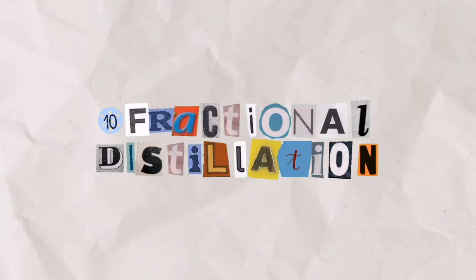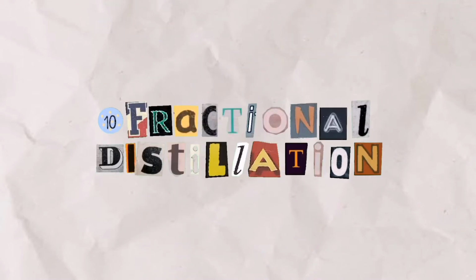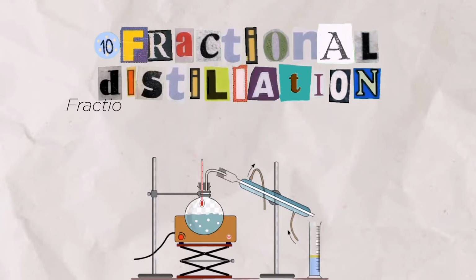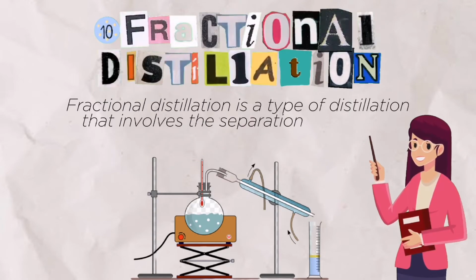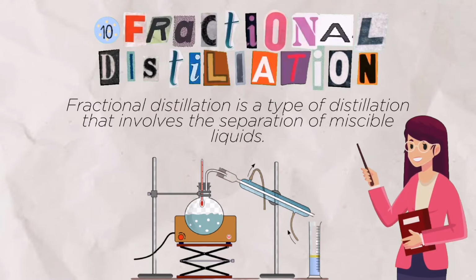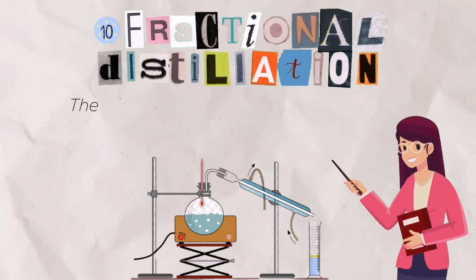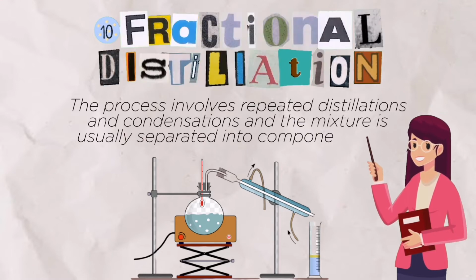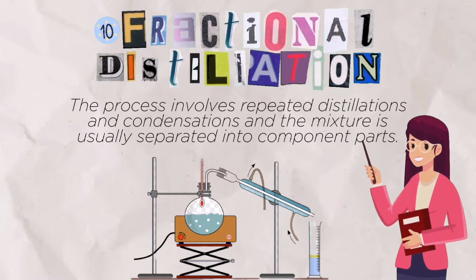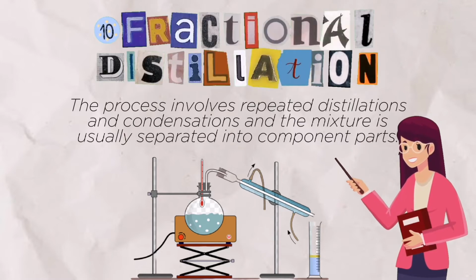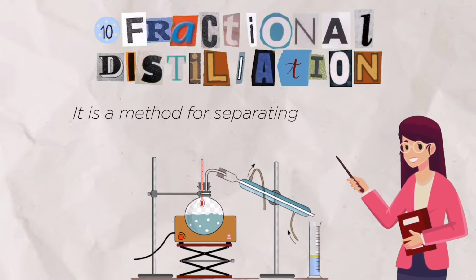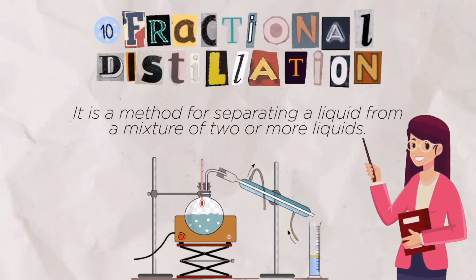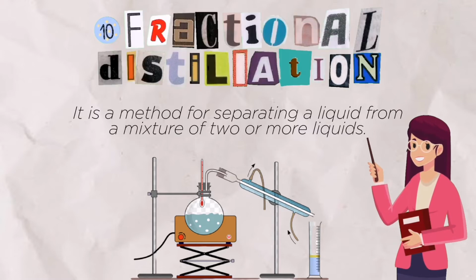For our next separation technique, we have fractional distillation. Fractional distillation is a type of distillation that involves the separation of miscible liquids. The process involves repeated distillations and condensations, and the mixture is usually separated into its component parts. It is a method for separating a liquid from a mixture of two or more liquids.